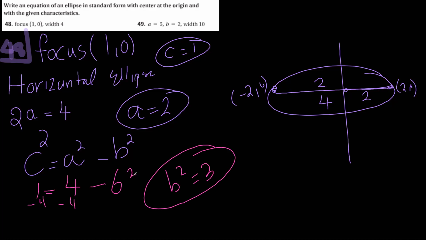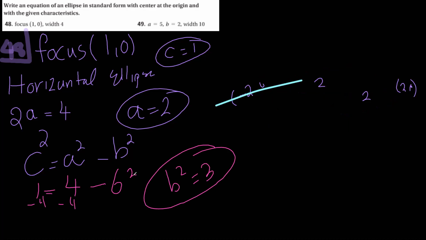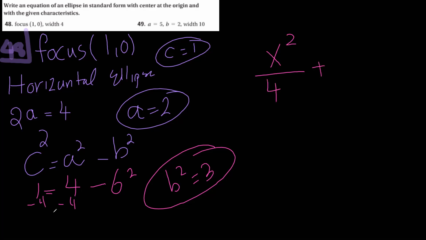So can I write now the equation? Yes. The equation is x squared over 4 plus y squared over 3 equals 1. Teacher, you mean y squared? Yeah, sorry, y squared over 3. Is it clear now? Yes. Thank you. Okay.